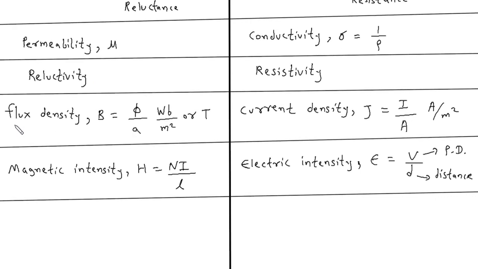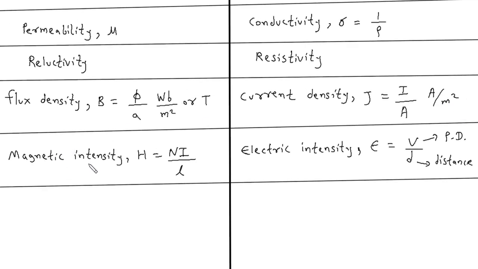In a magnetic circuit, flux density is represented by B, which is equal to phi by A. Its unit is Weber per meter square or Tesla. And in an electric circuit, current density is denoted by J. It is equal to I upon A, ampere per meter square.